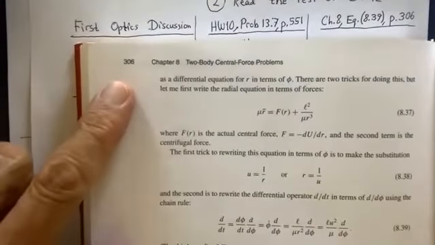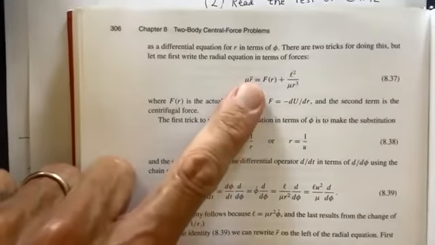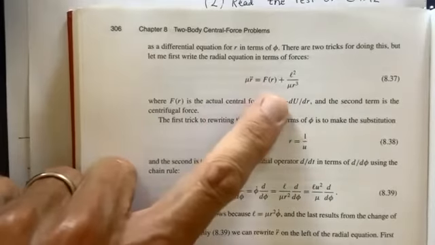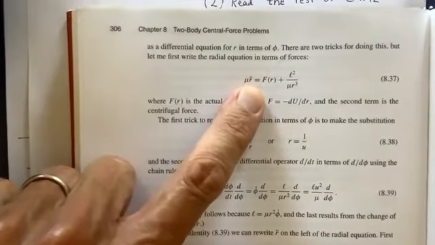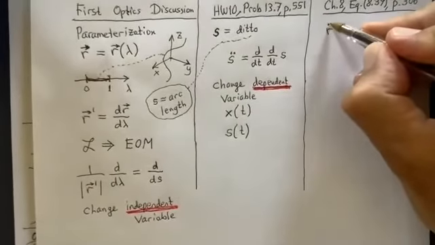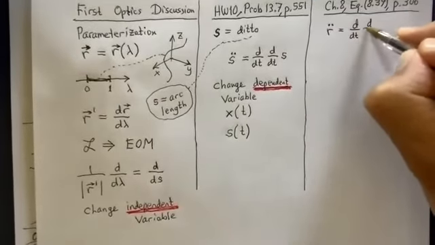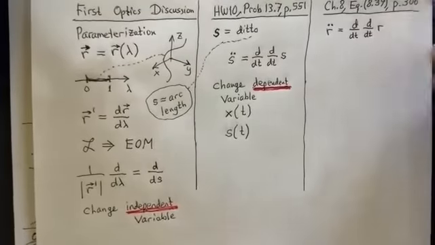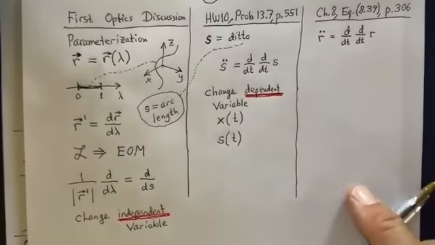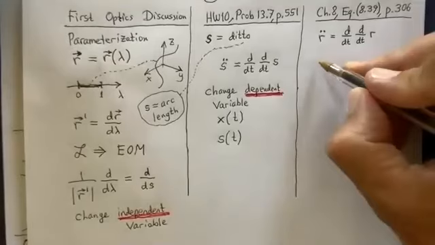Okay, page 306. What are we doing here? We're transforming a differential equation. Here's our differential equation. You see the r double dot? This is crucial. So we have equation 8.37 with an r double dot. This is one of the first things to observe. Now we're going to change the independent variable and we're going to change the dependent variable. So change both.